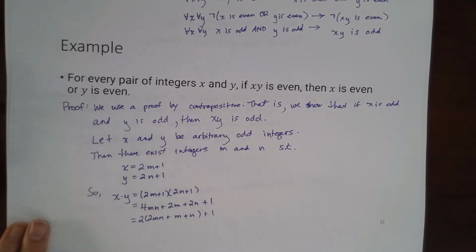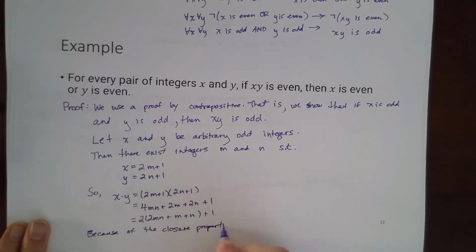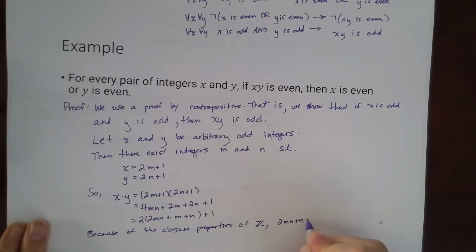Okay. And here we've got both addition and multiplication, so I'm just going to say because of the closure properties of the set of integers, 2mn plus m plus n has to be an integer. If you want to list out that it's closed under addition and multiplication instead, you could. I sometimes just go for whatever's quicker to write.